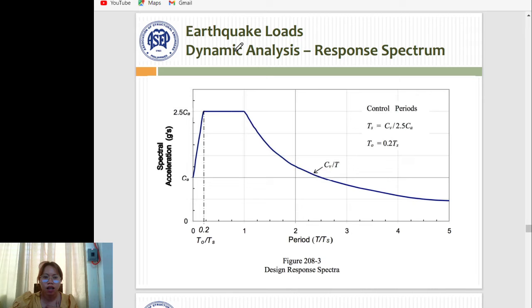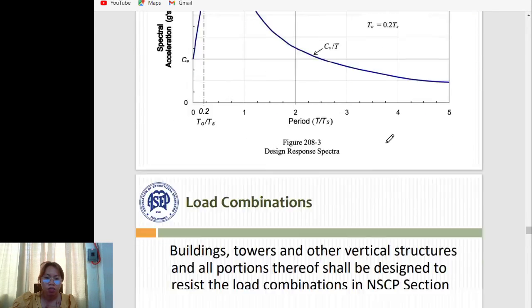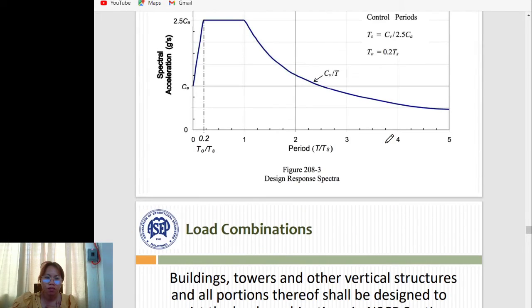This is the dynamic analysis response spectrum. This is the spectral acceleration, and the x-axis is the period. So this is the behavior of the acceleration, no? When you have to use the dynamic analysis, it is in the response spectrum.